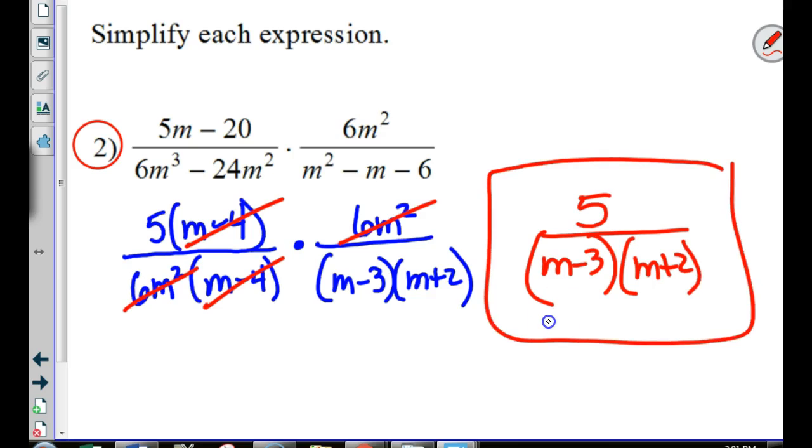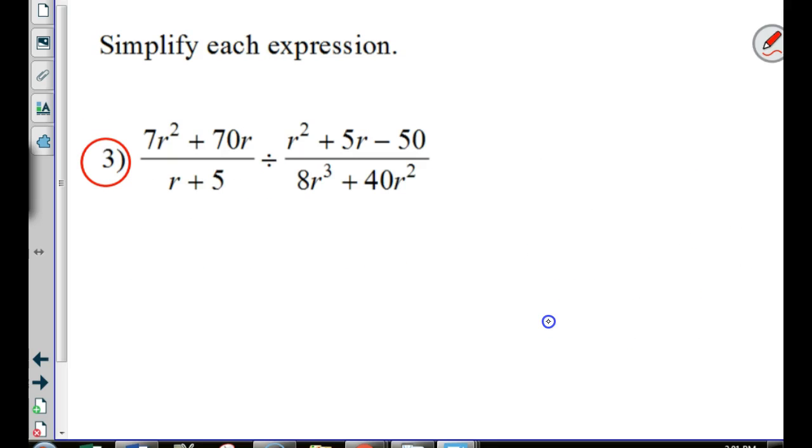Okay, I'm going to do one division one as well, just so you remember. Let's do number 3 here. The first fraction stays except it factors. So the r plus 5 stays on the bottom. What can we do to the top? 7r and r plus 10. Yep.